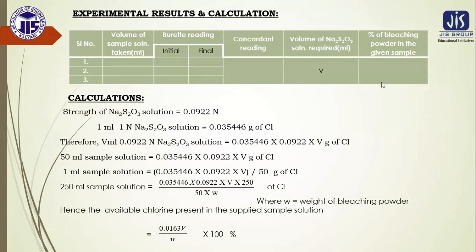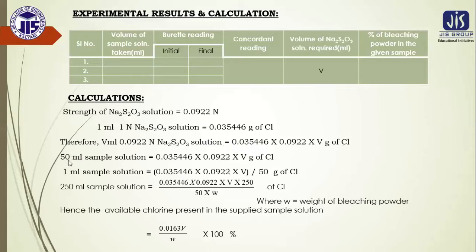Now the last part is the calculation. The calculation is like this. The strength of sodium thiosulfate, which is given, is 0.0922 normal. Now we can say 1 ml of 1 normal sodium thiosulfate solution is equivalent to 0.035446 grams of chlorine. Okay. Now by the unitary method, V ml of 0.0922 normal sodium thiosulfate solution is equal to this much gram of chlorine.